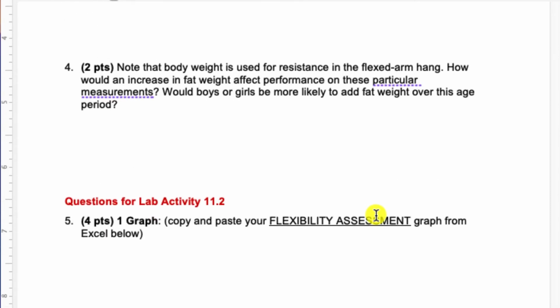For question number 4, note that body weight is used for resistance in the flexed arm hang. How would an increase in fat weight impact or affect performance on these particular measurements? Would boys or girls be more likely to add fat weight over this age period? Okay, so you're just commenting on how increased fat weight might affect the results of this particular assessment.